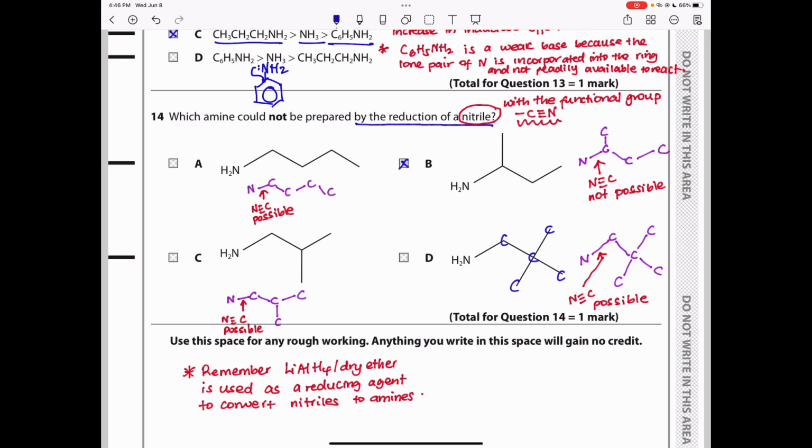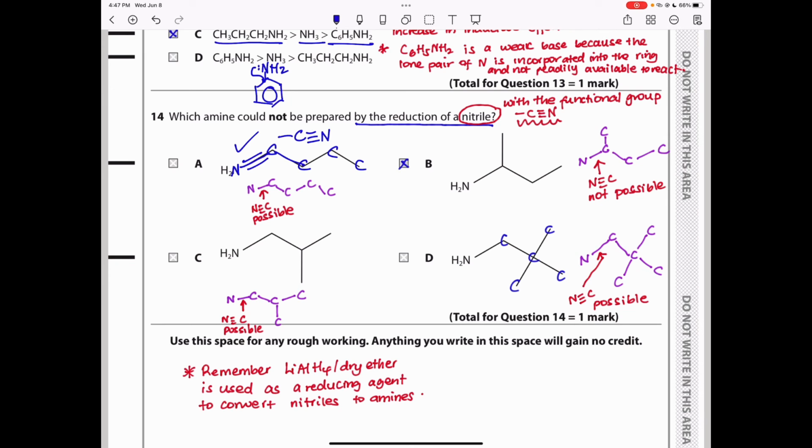I will go to question 14. Which amine could not be prepared by a reduction of nitriles? To answer this question, you need to know that a nitrile functional group is a carbon bonded to 4 bonds and then a nitrogen bonded to 1. So to produce an amine, we should have had a nitrile. If this was a nitrile, it would have been a nitrogen here, a carbon, carbon, and this could have been a triple bond. It is possible if this was a nitrile to produce an amine because there is no other bond onto carbon, so it's possible to form that.